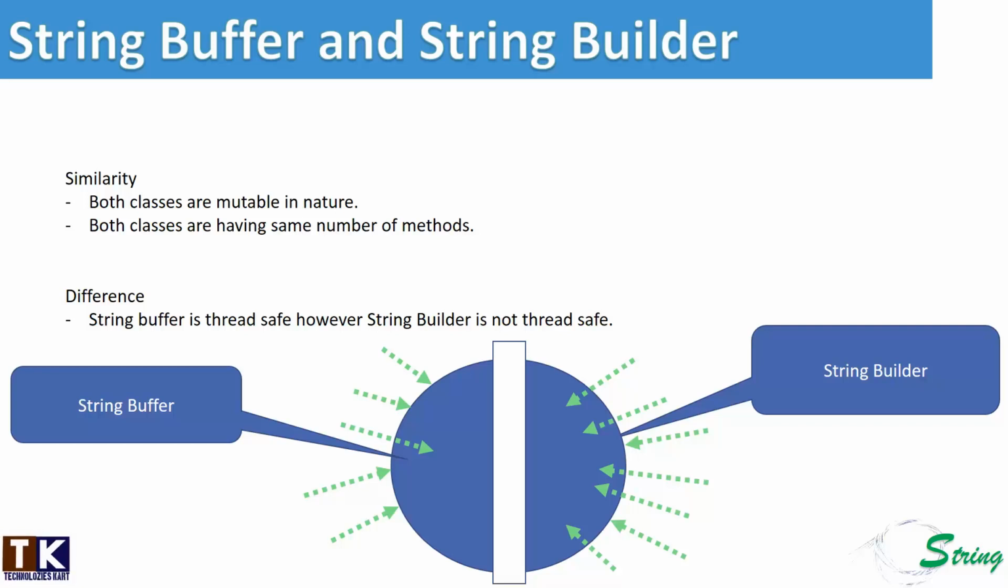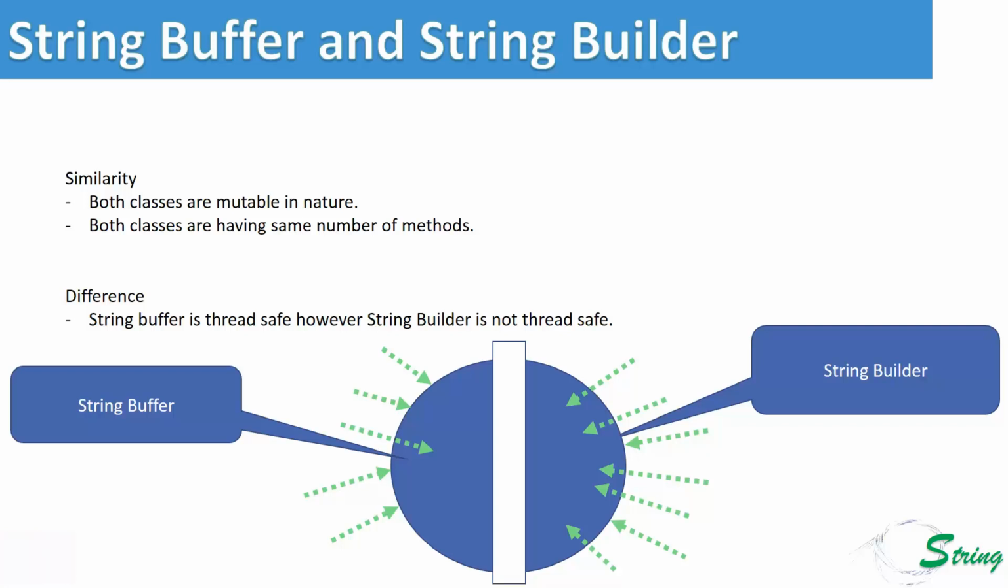The other similarity is that both classes have the same method names and the same functionality. If StringBuffer has a reverse method, then StringBuilder also has a reverse method. So the number of methods, type of methods and work of methods are the same in StringBuffer and StringBuilder. But the difference is that the methods in StringBuffer are thread safe, but the methods in StringBuilder are not thread safe.